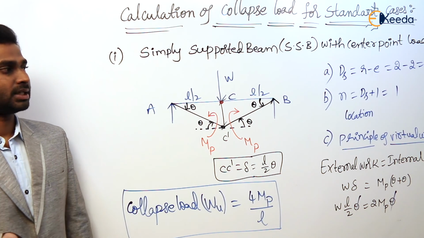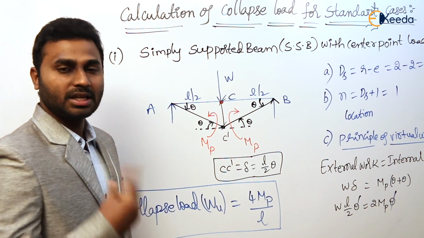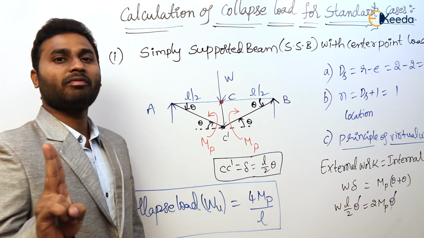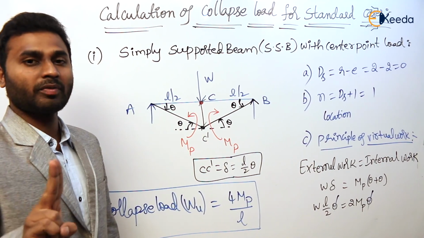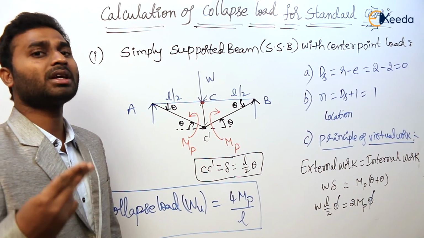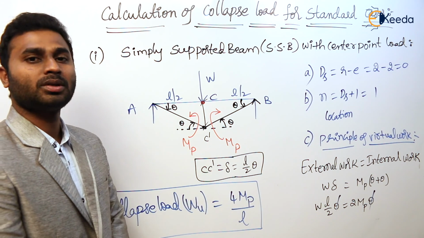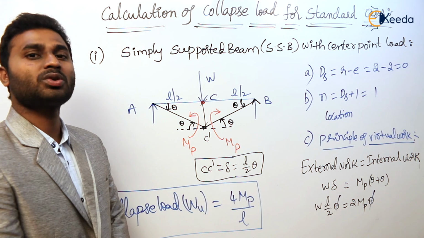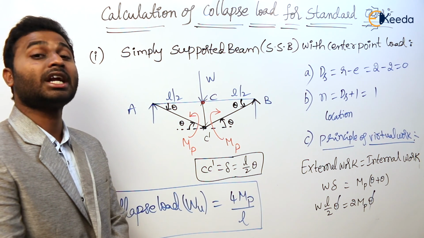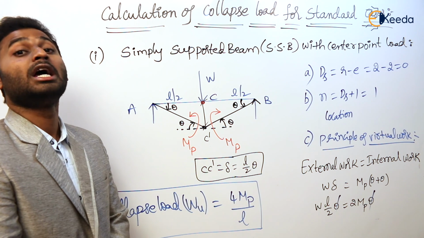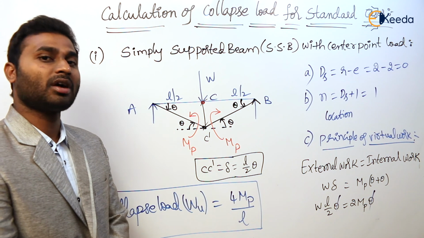The next, second case. Once again repeating the steps: the first step is calculation of DS. The next step is calculation of the required number of plastic hinges. After that, we have to locate them. Then use the principle of virtual work. So finally we are going to get the collapse load. As I said, our main aim is to calculate the collapse load in terms of plastic moment MP. The plastic moment is the maximum internal moment carrying capacity, or internal moment of resistance.